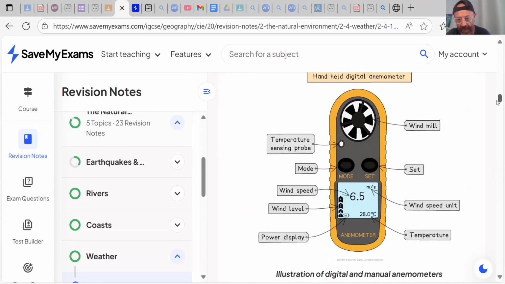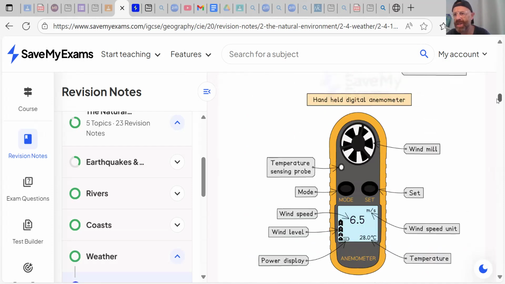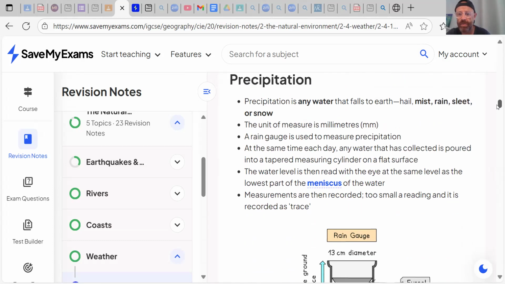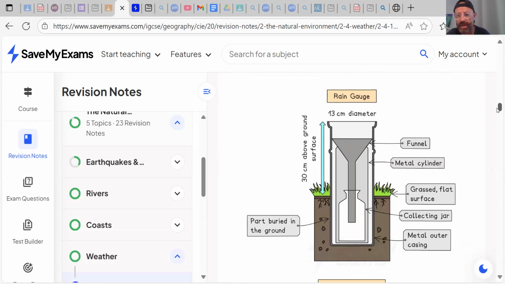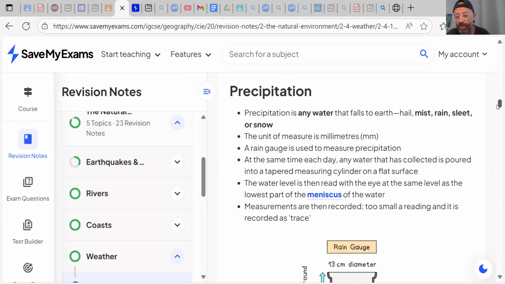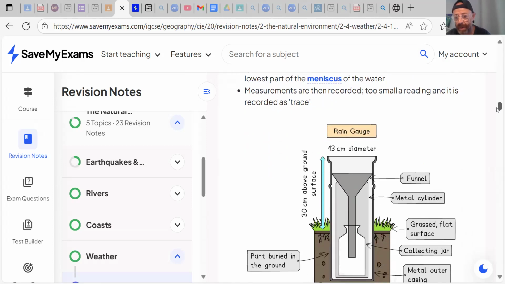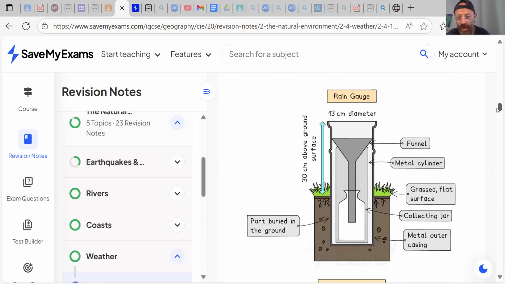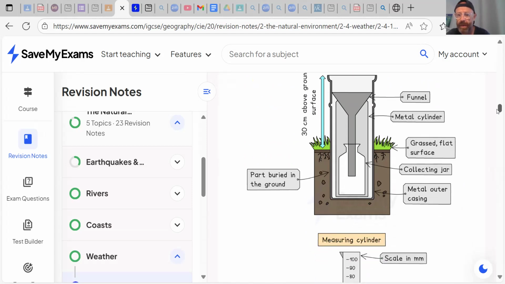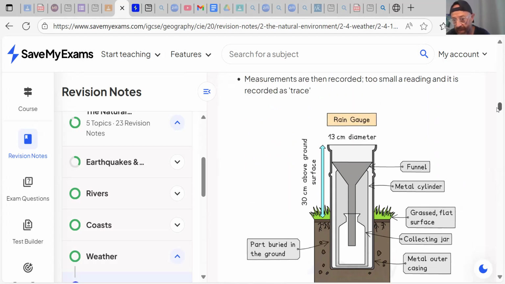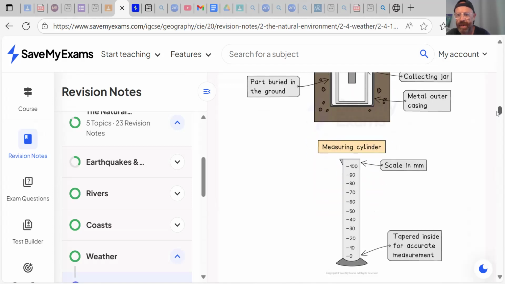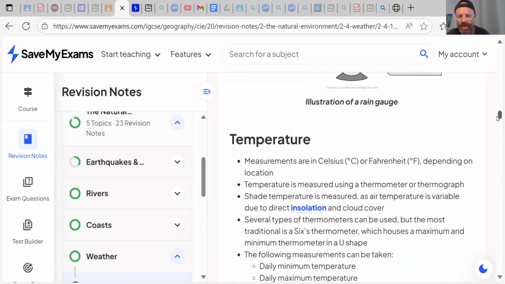Handheld one. These might actually come up in paper four. Precipitation, rain gauge, millimeters. There are places where you should put rain gauges. You can't just dump them anywhere. Look, you bury them slightly, 30 centimeters above the ground, a bit exposed. But not in direct sunlight because it will just evaporate it out. Okay, I'm not going to go into this in great detail.